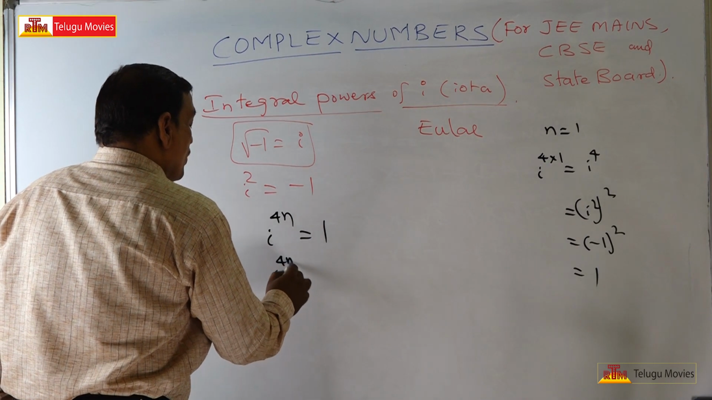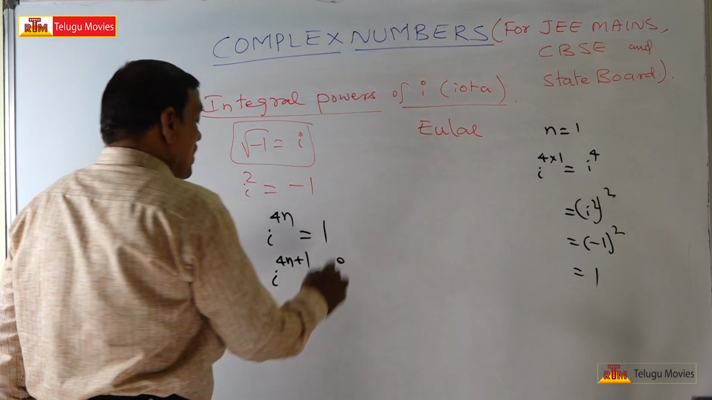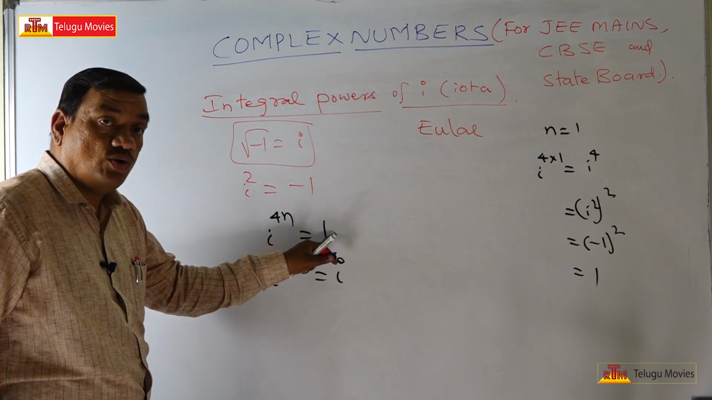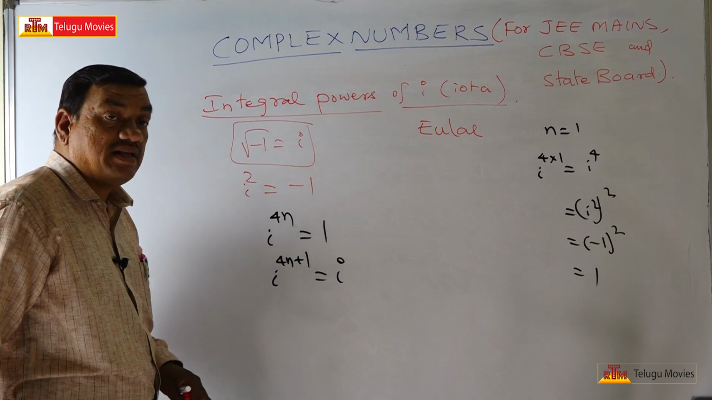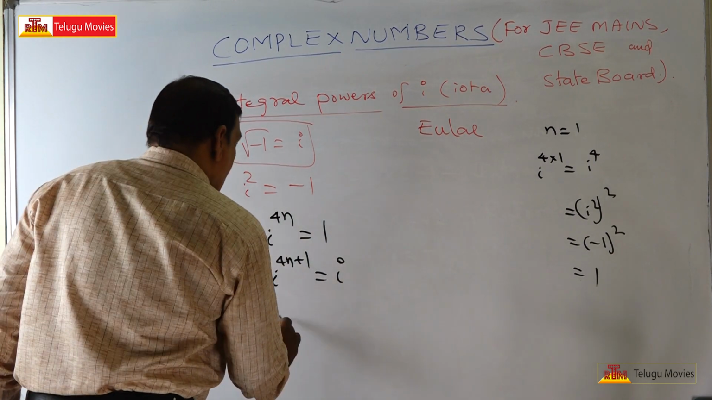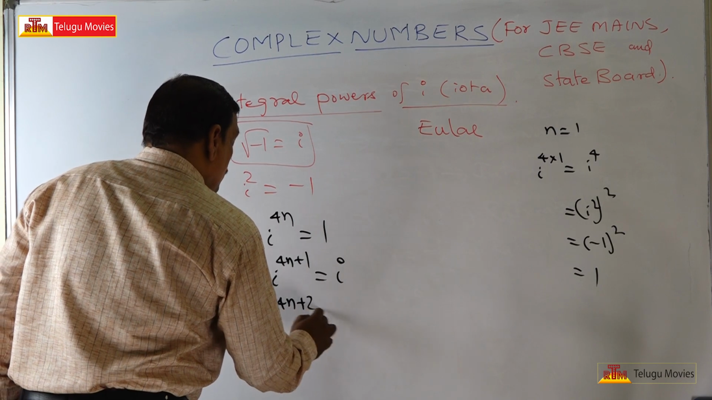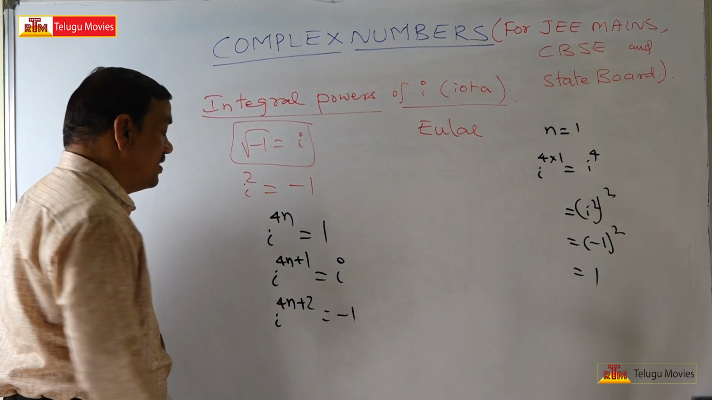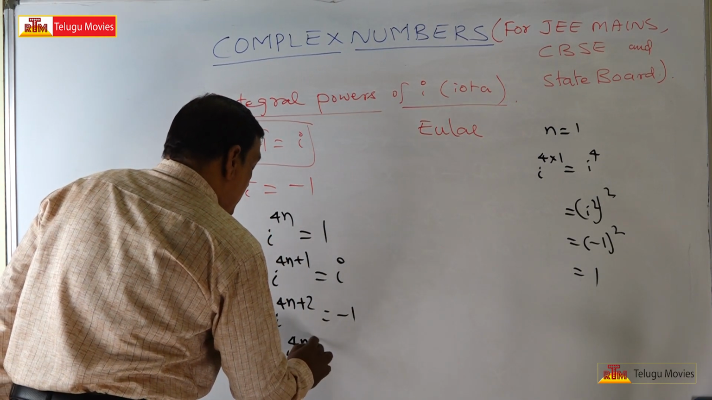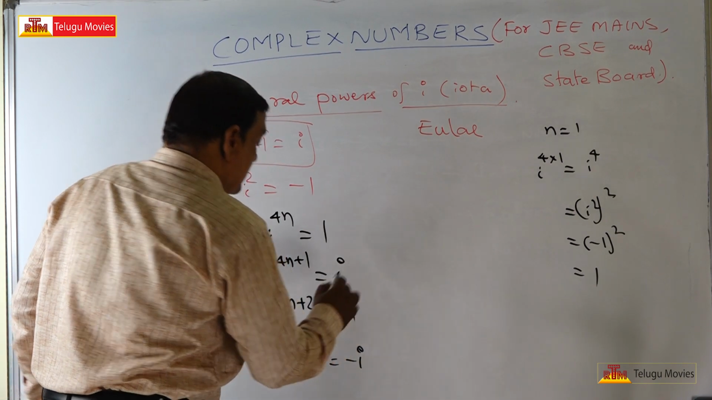So for all natural numbers n, i power 4n is equal to 1. i power 4n plus 1 is equal to i. i power 4n plus 2 is equal to minus 1. i power 4n plus 3 is equal to minus i.